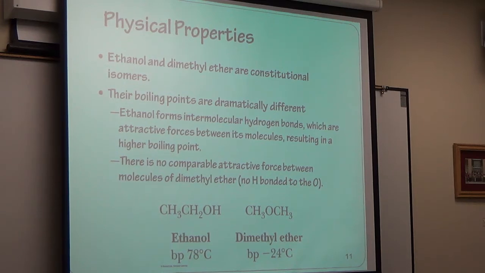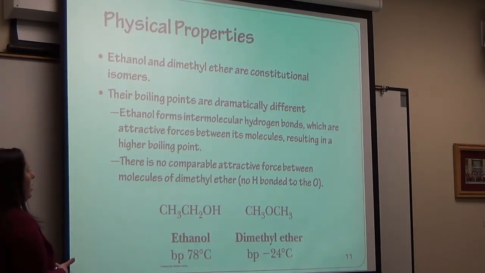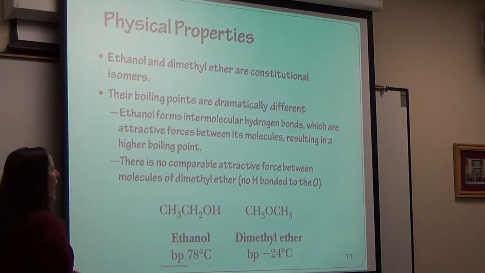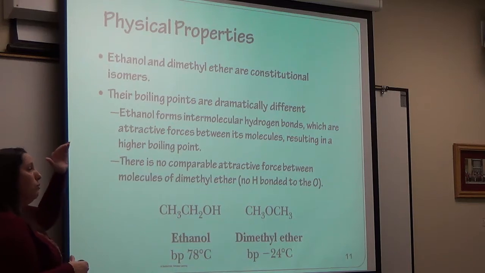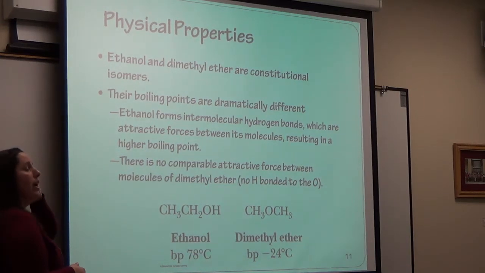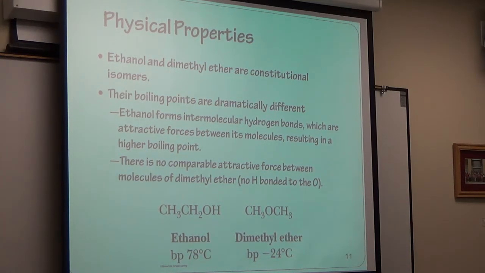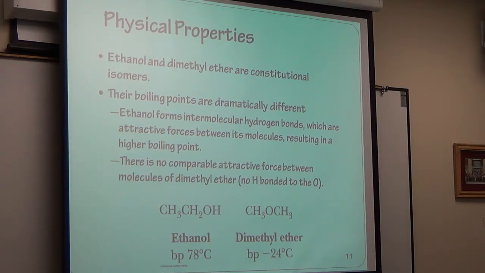Being able to form these isomers is important because it does form different physical properties. Alcohols are going to have much higher boiling points and melting points than ethers, which have the same molecular formula but no hydrogen bonding. So that's what's on here. No hydrogen attached to that O.